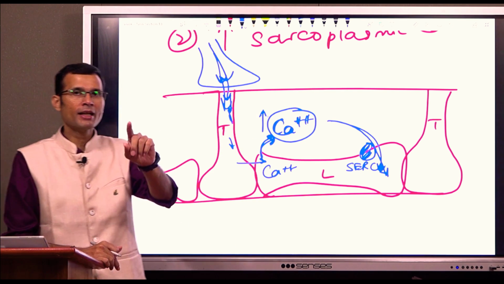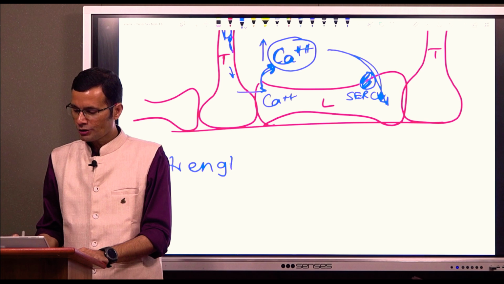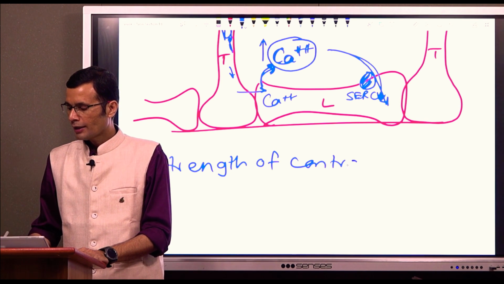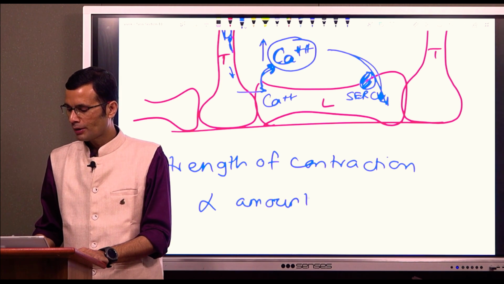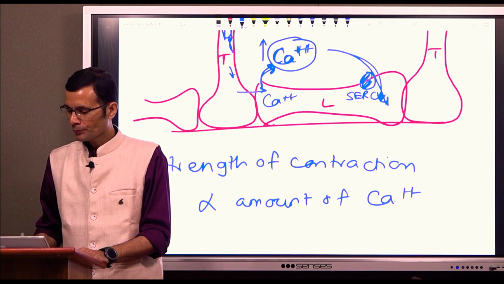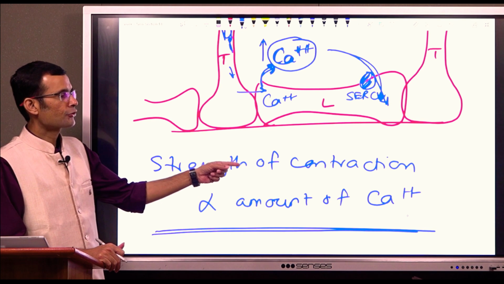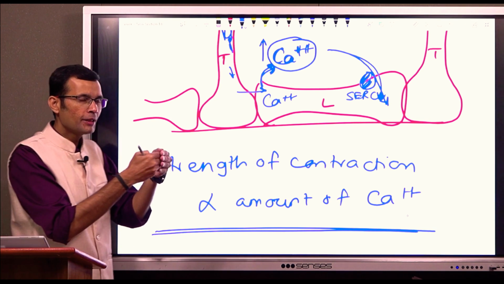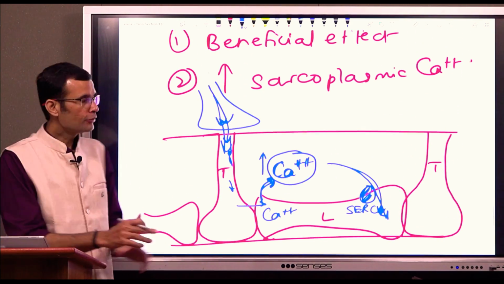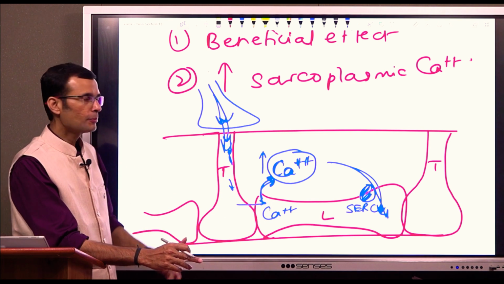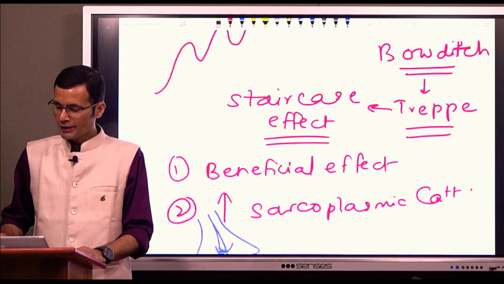And the most important fact that I am going to mention now is that the strength of contraction of a muscle is proportional to the amount of calcium available in the sarcoplasm. More the amount of calcium in the sarcoplasm, stronger will be the contraction, better will be the actin myosin interdigitation, and therefore that produces stronger and stronger and stronger contraction, because calcium level is rising and rising in the sarcoplasm, right? So, that's a staircase effect.